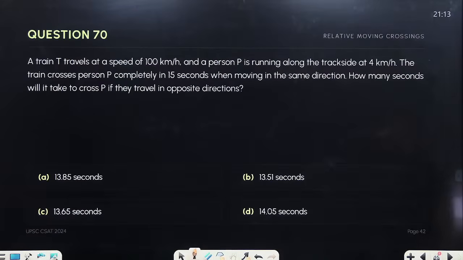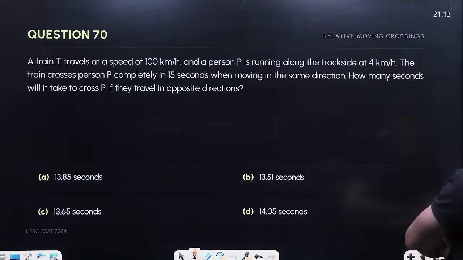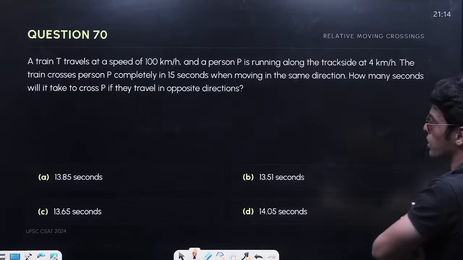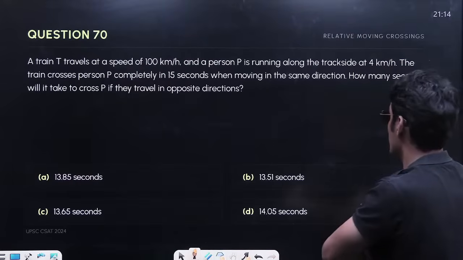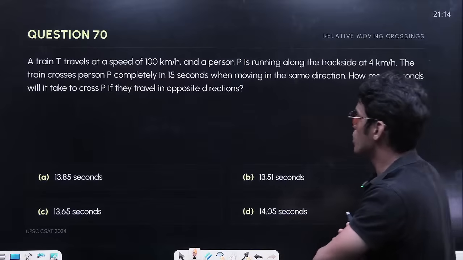Now, problem number 70. Right? The speed of train T is 100 km per hour and a person P is running along the track side at 4 km per hour. The train crosses person P completely in 15 seconds when moving in the same direction. How many seconds does it take to cross in the opposite direction?